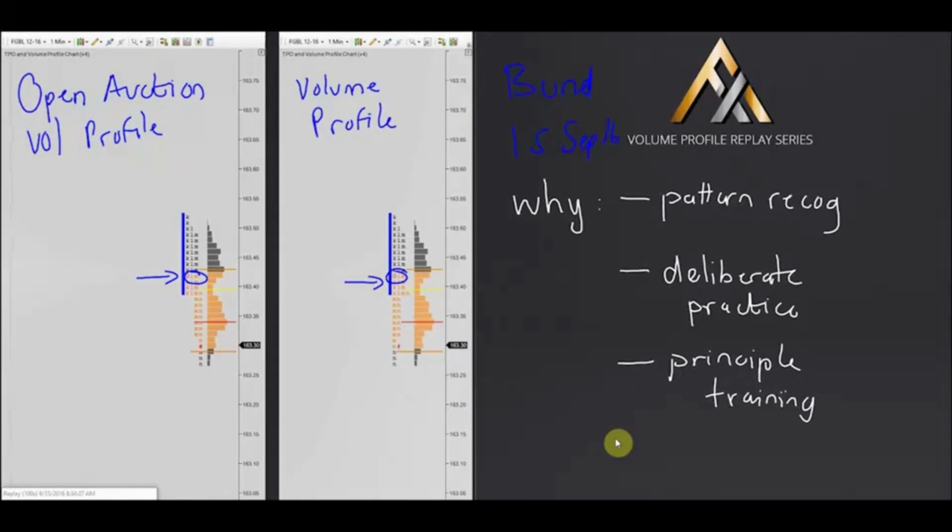Now, the reason we utilize both profiles is very simple. Firstly, the traditional profile. We utilize this mainly for shape. It's important to be able to see the shape of distribution, not just as it's occurring over the period of the day, but also over maybe various days and even weeks and months. So we utilize a closed profile to determine shape and structure.